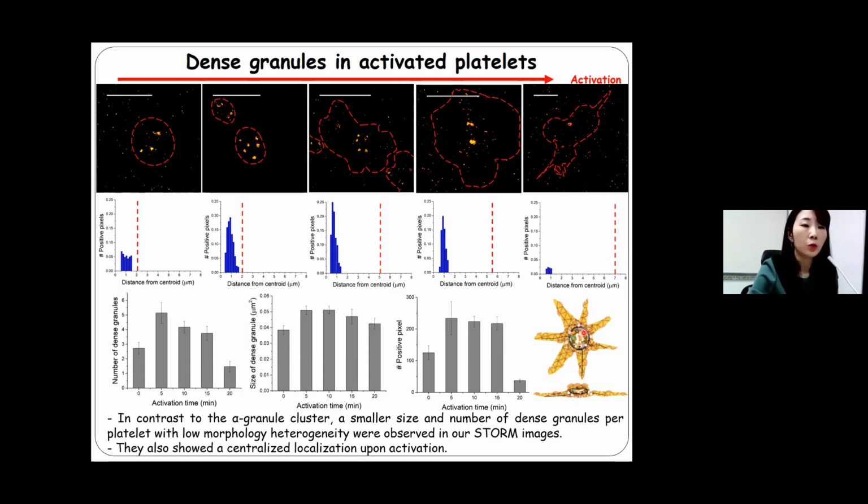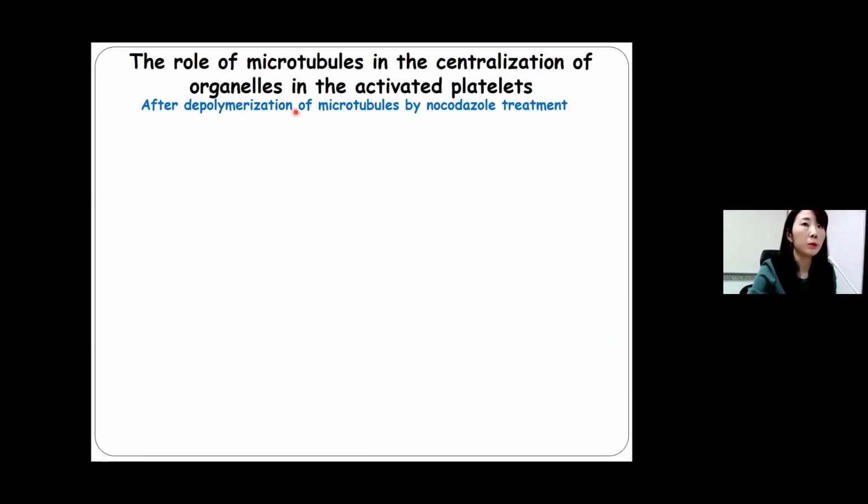So one possibility could be the formation of this small sized microtubule ring, what we observed from the STORM image. So to test this, we try to depolymerize this microtubule. If our assumption is right, we may not be able to see decentralization from the microtubule depolymerized sample. So to test this, we took STORM imaging for the various organelle after depolymerization of microtubule.